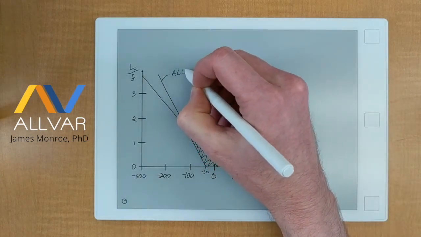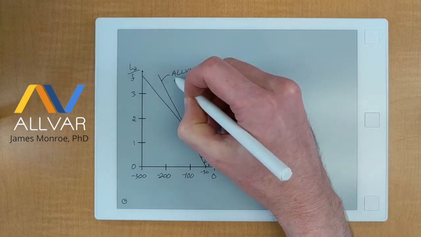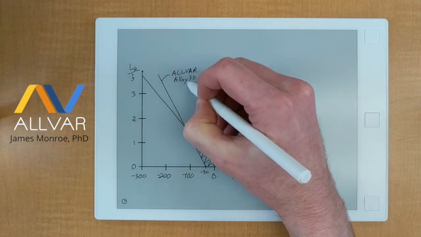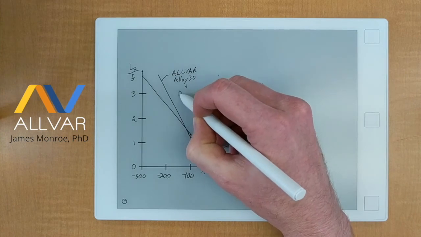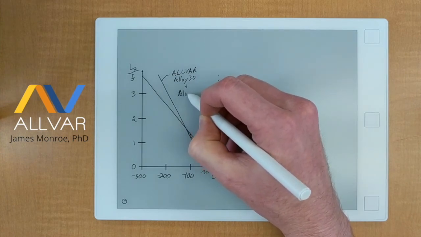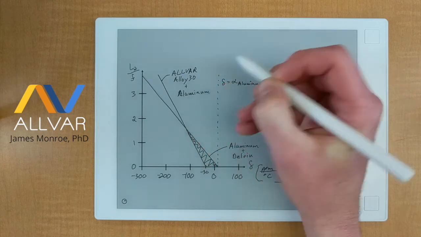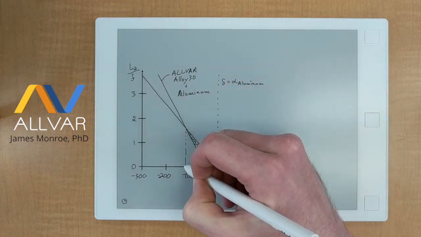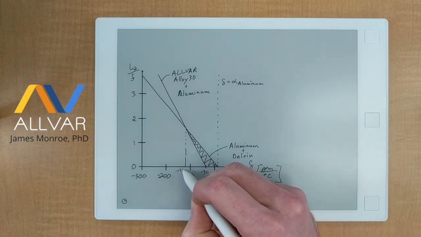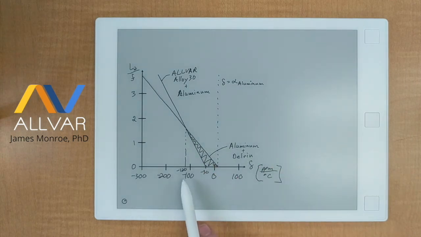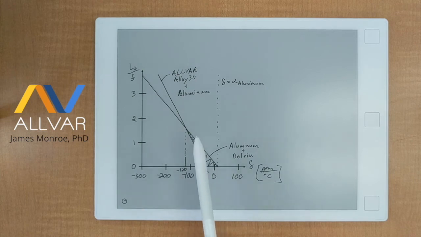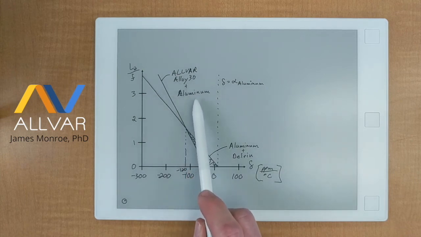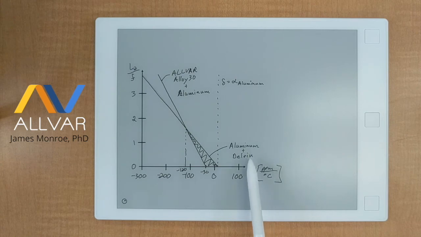So this is ALLVAR Alloy 30 plus aluminum. So all the way down, this is about negative 120 ppm per degree C. You still get a length savings of the ALLVAR Alloy 30 and aluminum system compared to the traditional aluminum and Delrin system. This presents some interesting and strange things.